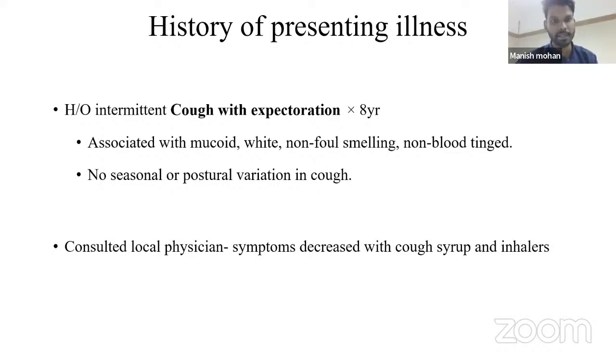Coming to the rest of the presenting illness, the patient also had intermittent cough with expectoration for the past 8 years, associated with mucoid, white, non-foul-smelling, non-blood-tinged expectoration, with no seasonal variation or postural variation in the cough. He also consulted a local hospital physician for that, and the symptoms were relieved with cough syrups and inhalers.